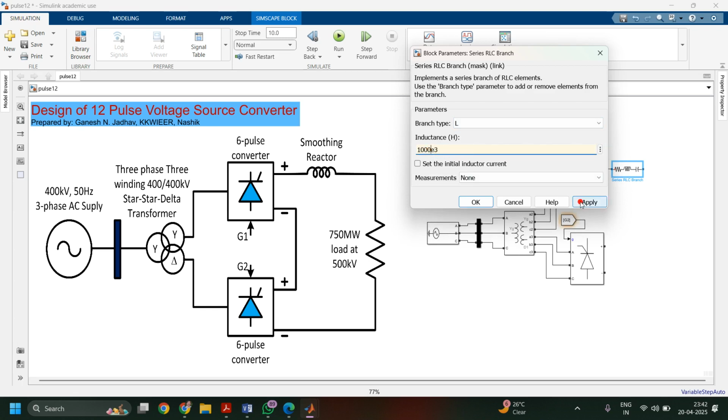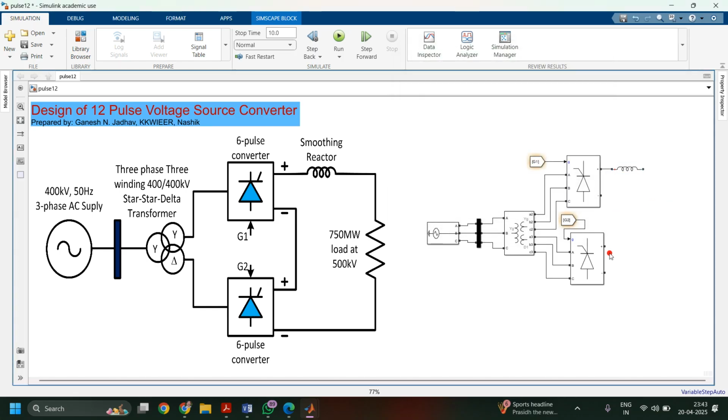1000 e raised to 3 will keep the 1 Henry. Sorry, not e raised to 3, e raised to minus 3. Or you can keep this to the 1 Henry. It's okay. So the 1 Henry value is okay. Now connect this plus terminal to this minus terminal.